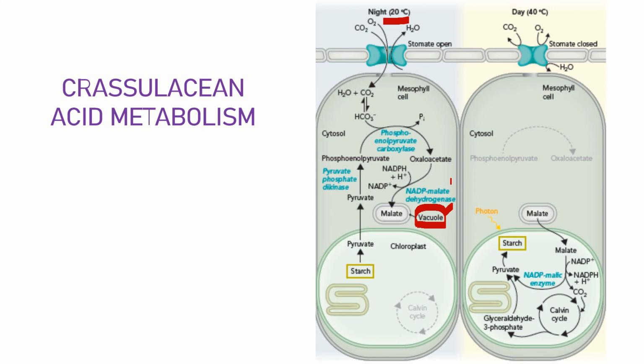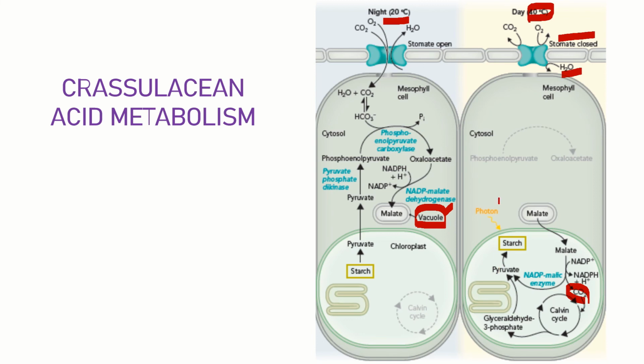And what happens during the daytime? Daytime temperature is very high. You can see here, daytime temperature is very high. Stomata are closed, so there is no loss of water. And from the malate, from the vacuole, malate is undergoing decomposition to produce carbon dioxide, and the carbon dioxide is used in the C3 pathway to produce normally glucose and other metabolic products.